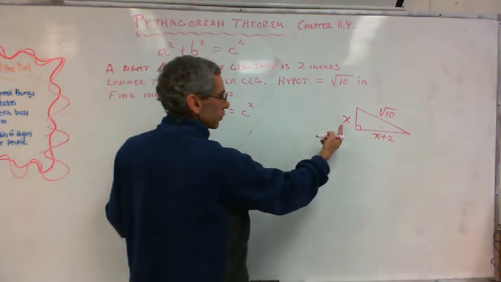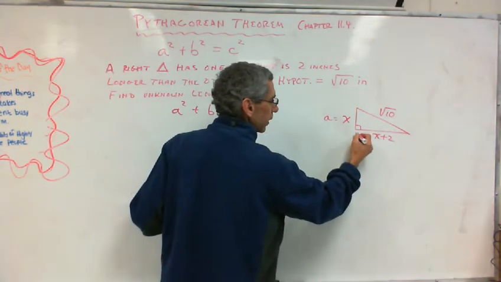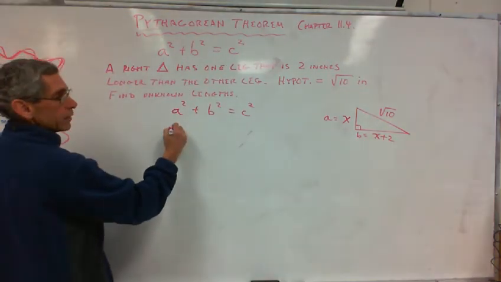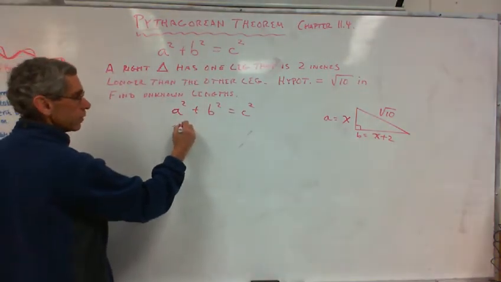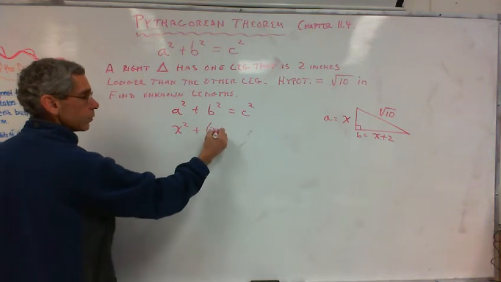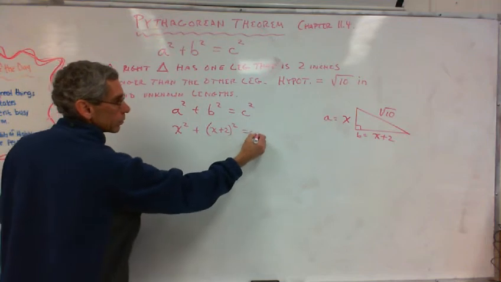Which one are we going to make a squared? Let's make this a squared. So a equals x, and b is equal to x plus 2. So we'll just go ahead and write that. Instead of a squared, we're going to put x squared, plus, instead of b squared, x plus 2 in parentheses, squared, equals the square root of 10.